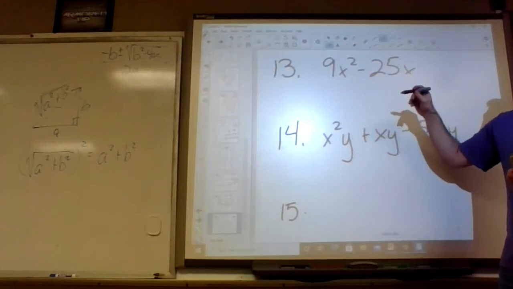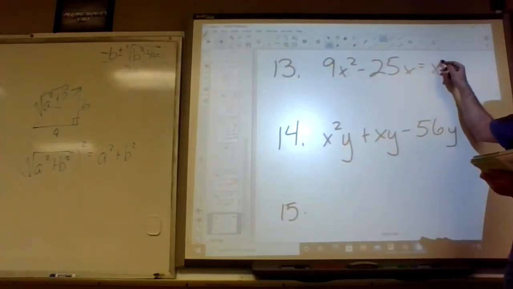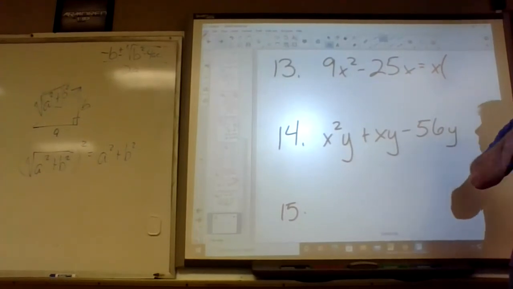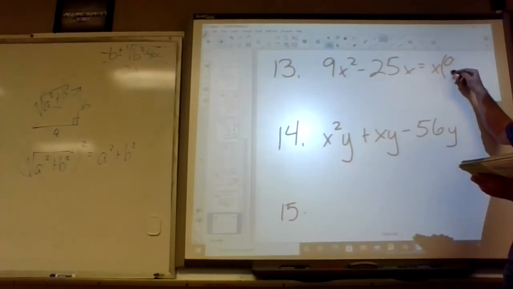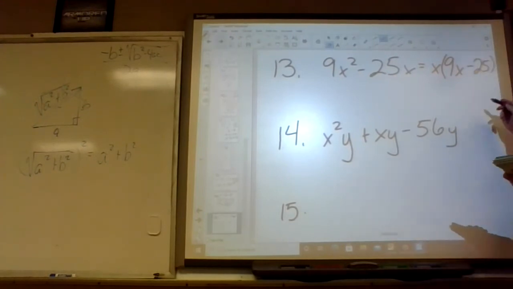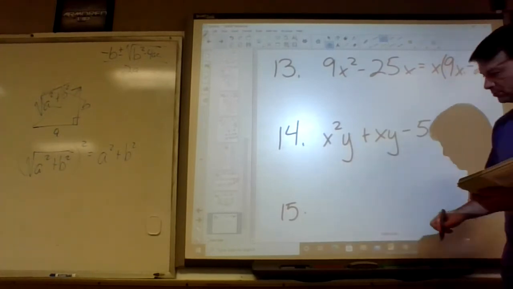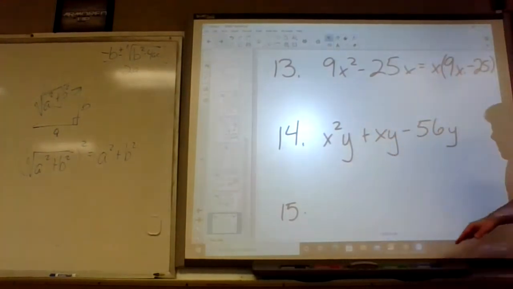But the x wouldn't come out. So we'd have 9x minus 25. Can I do anything with this? No. It is almost a square minus a square, but it's not quite because this x is screwing it up. That's the answer? Yeah. That's the magic answer.